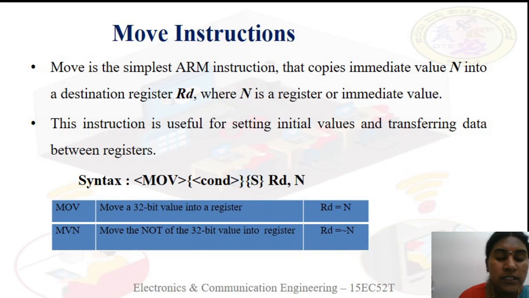The first data processing instruction will be the move instruction, that is MOV. Move is the simplest ARM instruction that copies a value N into a destination register Rd, where N is a register or an immediate value. It means to copy the value from one register to another register, you use this move instruction. You are just copying the content of one register to another register. It can be a register or an immediate value. This instruction is useful for setting initial values and transferring data between two registers.